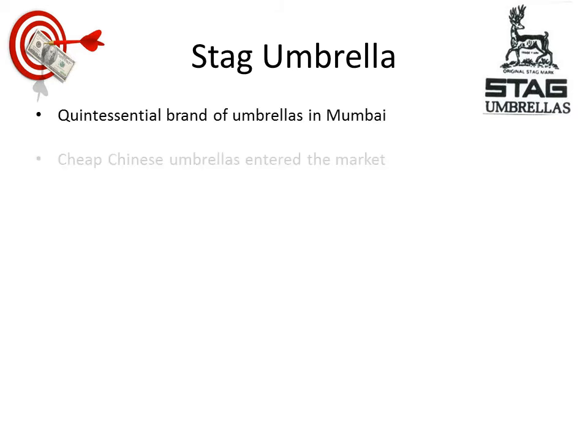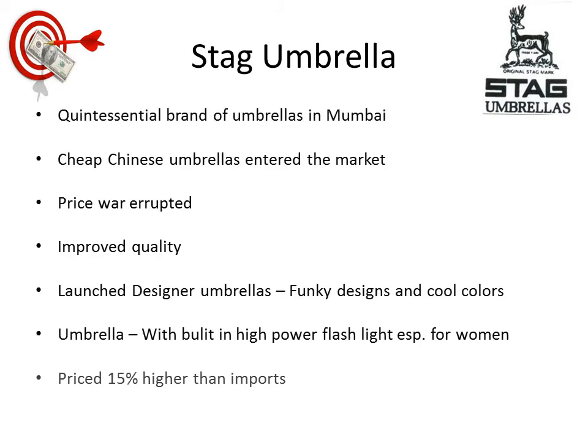So we saw the example of Stag umbrella, which is a brand of umbrellas in Mumbai, and then of course the Chinese products came in, and we saw Chinese products are pretty effective and pretty cheap. A price war erupted in Bombay with respect to umbrellas, and the first reaction of Stag umbrella was to take the price down, which they soon realized was a mistake.